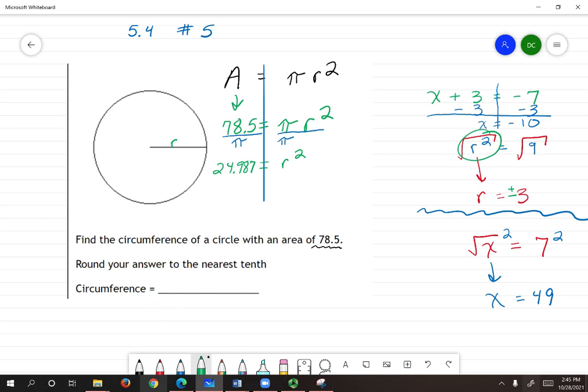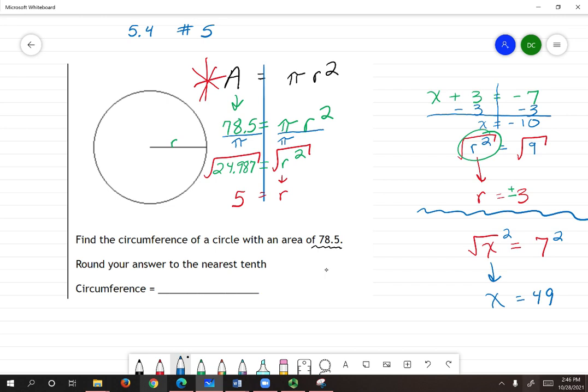Then what I'm going to do now is to get r by itself. If I want r by itself, the way to do that is to take the square root of both sides. So I'm going to take the square root of this, and that gives me 4.9987, which really is going to round to 5. Okay? Now, I've used the area formula. It's time to move on.